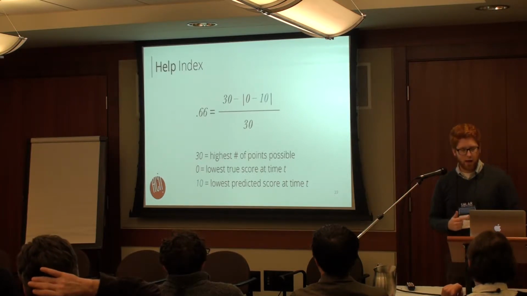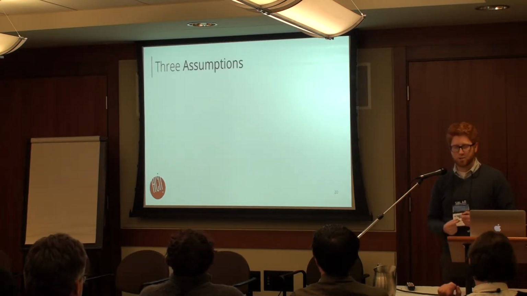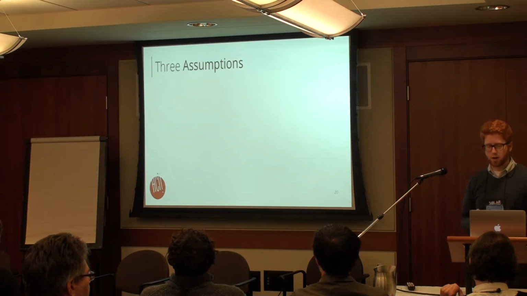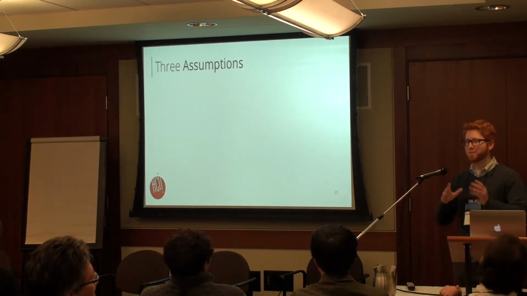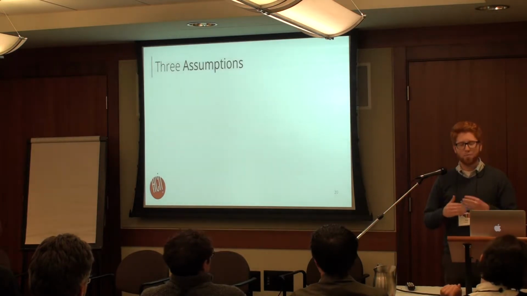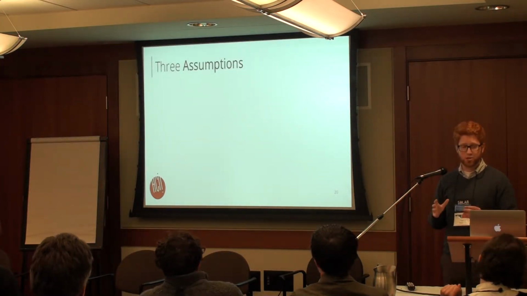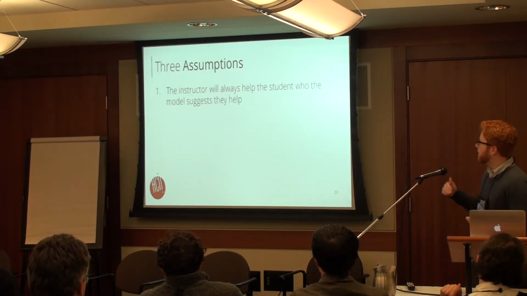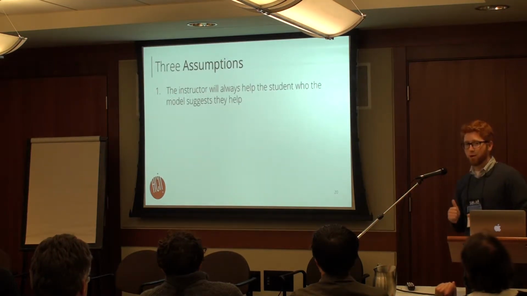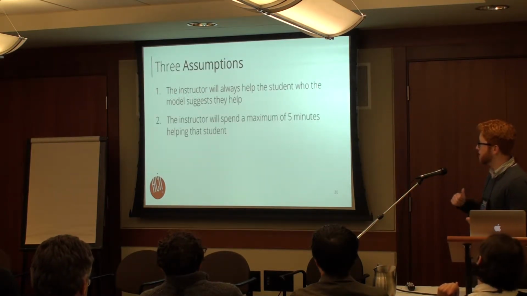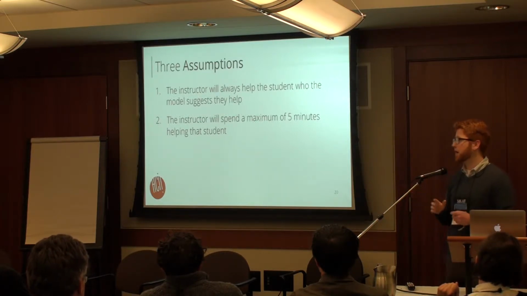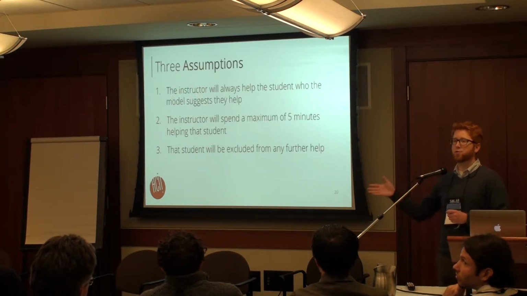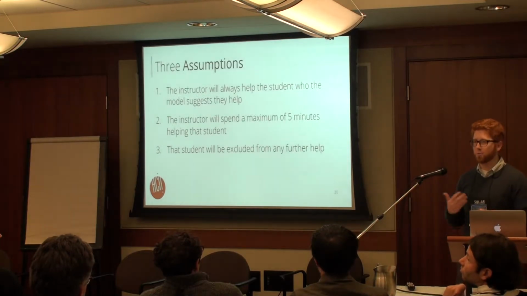Because we're using previously collected data to test our model, we have to make some assumptions about instructor behavior. These assumptions reduce very complex variables into very simple terms, but they're meant as a rough approximation of behavior rather than the truth of what actually happens in a classroom. First, we assume that the instructor will always help the student that our model suggests they help. We assume that the instructor spends 5 minutes helping each student they choose to help. And we assume that each student that's helped is excluded from further help, which keeps our model from trying to help the same student over and over again.